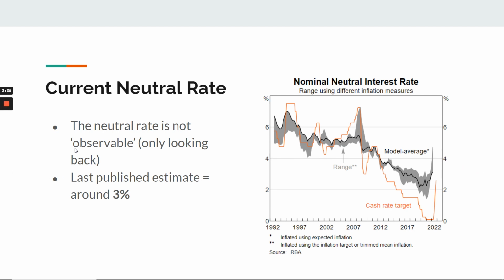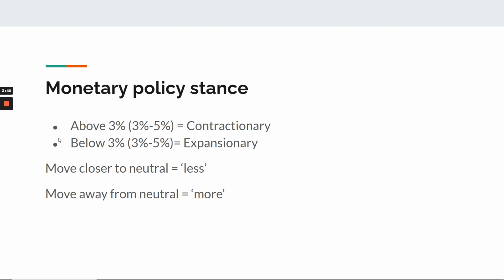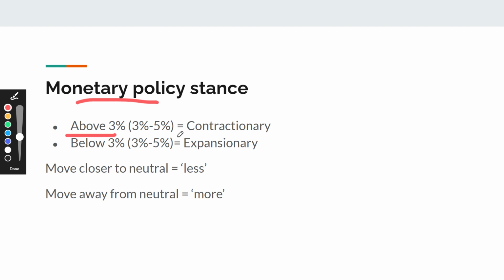Now, what does this mean for you as a VCE student? Well, it means that we're going to use this same little rule to determine the monetary policy stance. Anytime interest rates or the cash rate target is above 3%, we call that a contractionary stance. Anytime interest rates or the cash rate target is below 3%, we call that an expansionary stance. Then to add a little bit of flavor to that between one period and the next, we're going to say if we ever move closer to neutral, we just add less in front of one of these, either expansionary or contractionary. And if we ever move away from neutral, we just add more in front of these.